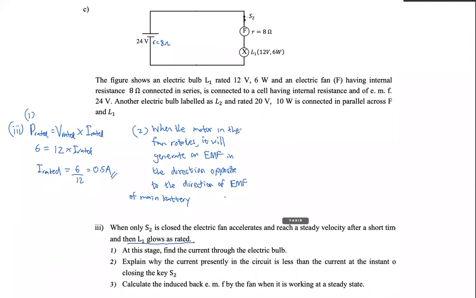When the motor works, it creates a back EMF. We call it back EMF. So we mark it like this, actually, the opposite direction, because original EMF is in clockwise direction. Back EMF will be in the opposite direction, this way. We will put it as back EMF. There will be a back EMF in the motor.